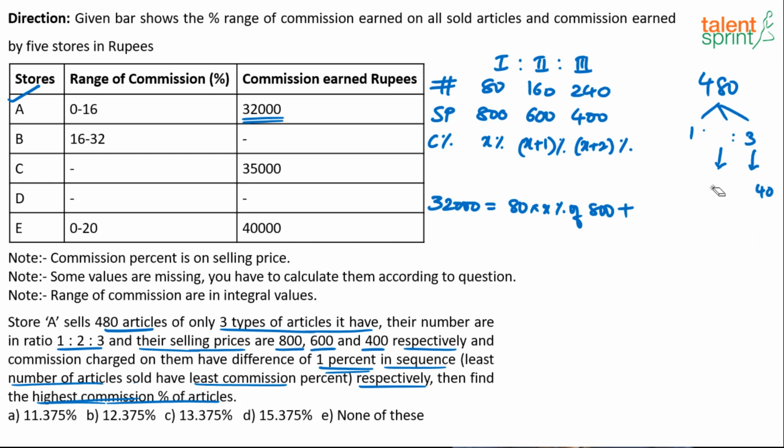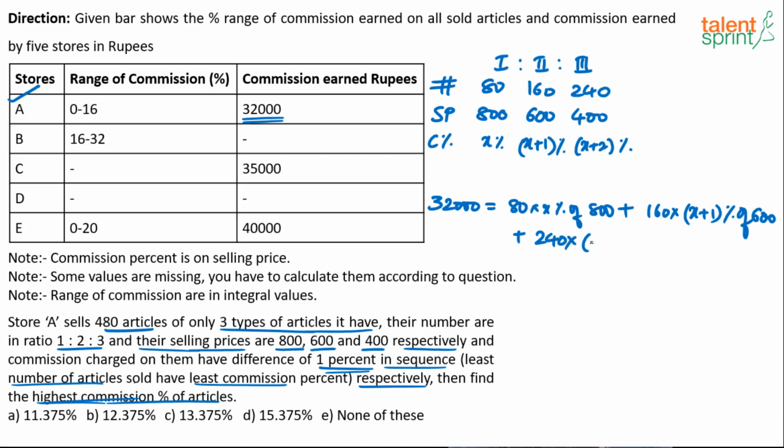You have understood the ratio part there anyways. What is the commission on the second type of article? X plus 1% of 600, but for 160 articles. So 160 into X plus 1% of 600. And the third type, X plus 2% is the commission. X plus 2% of 400, 240 times. So 240 into X plus 2% of 400. That's it. Only one equation and one unknown value.